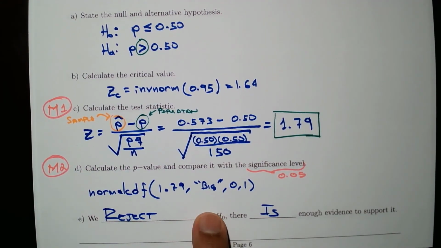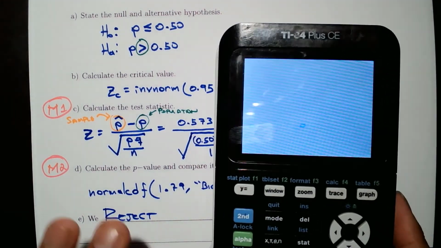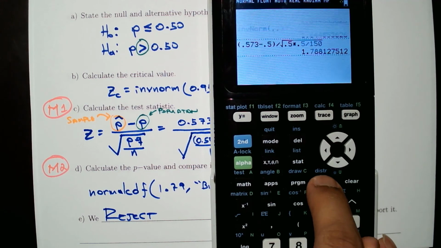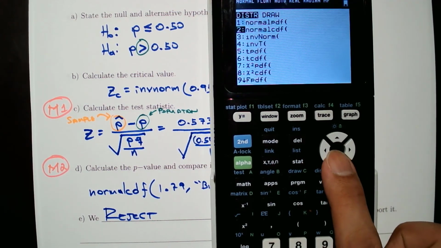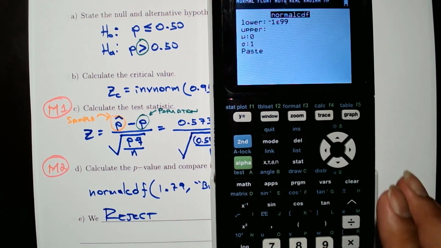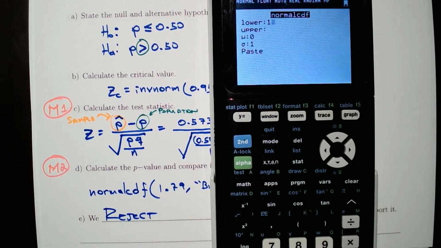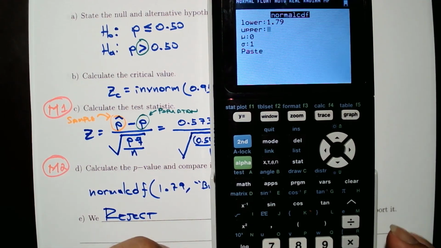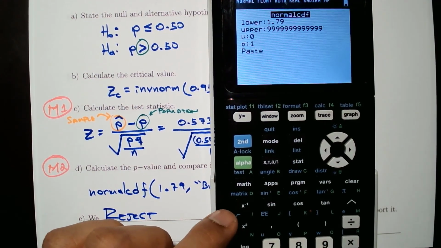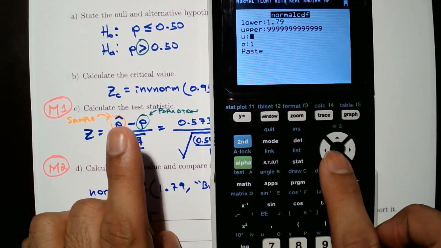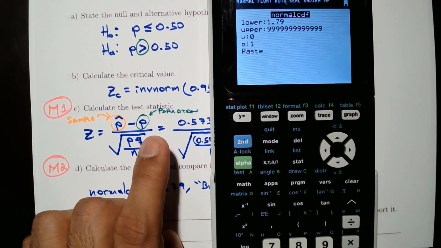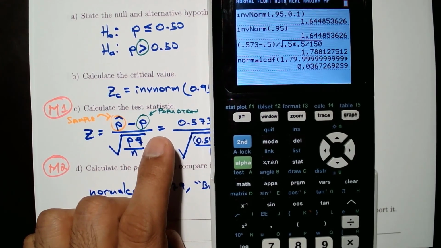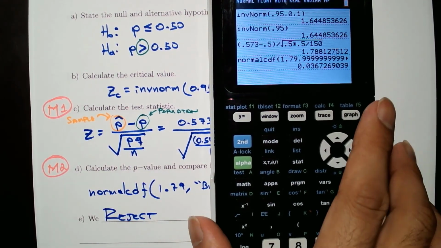So we are computing this area, if you will. Okay, so how do we do this in the calculator? Well, let's go to second DISTR for distribution, normal CDF. The z-score that we got, that's our lower, 1.79. The upper, which is big number, I'm just going to type a bunch of 9s. And then let me keep the 0 and the 1. And then I'm going to paste. Okay, I'm going to have this. And I'm going to get 0.0367.